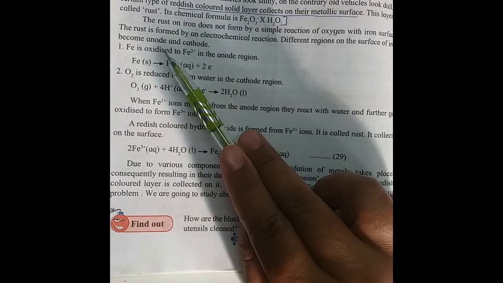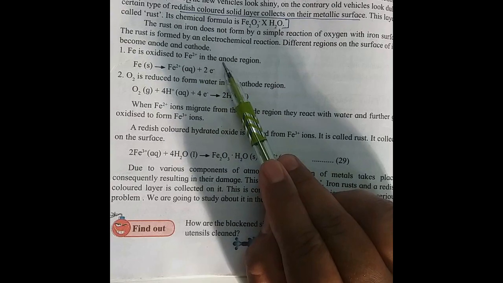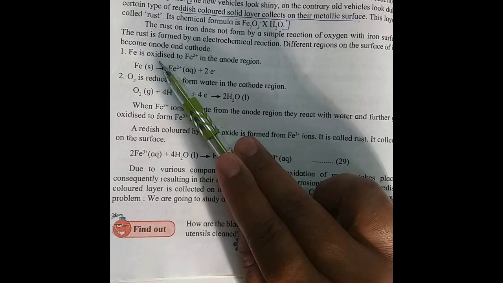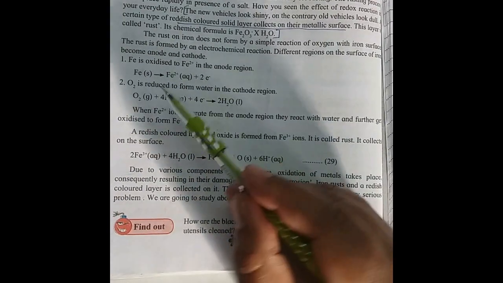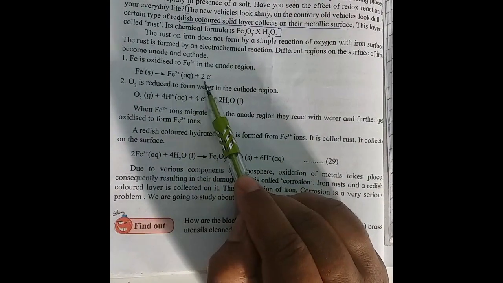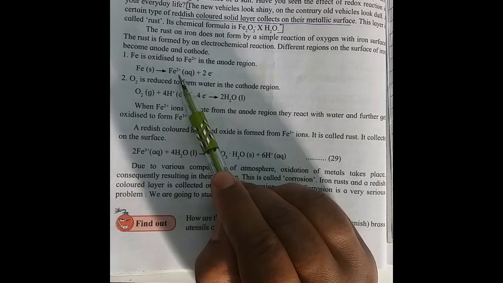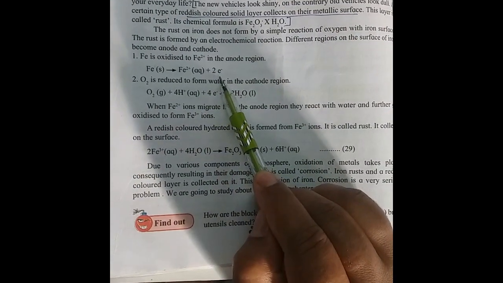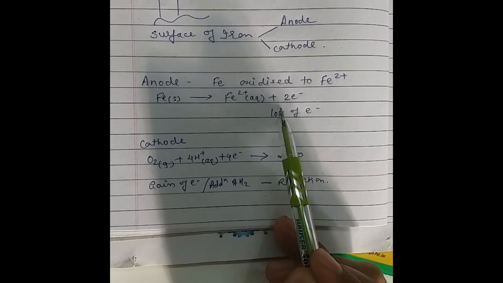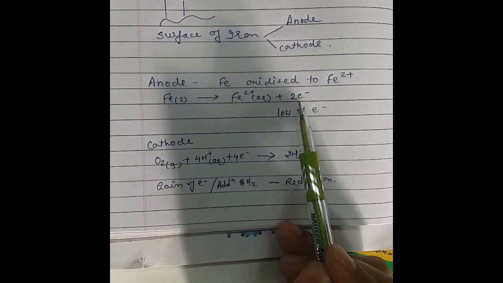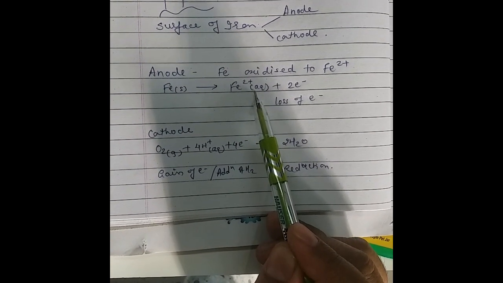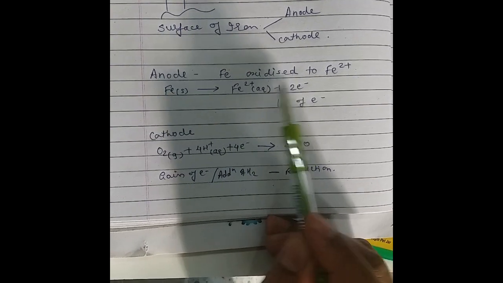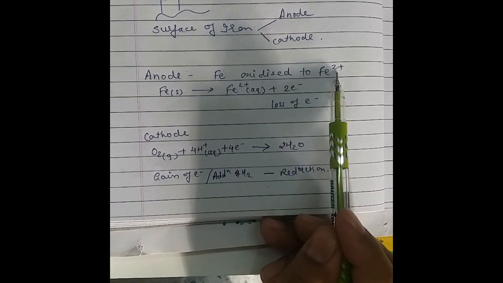We all know that at the anode region there is always an oxidation process. So at the iron surface, iron will lose electrons and form Fe2+ ions. There is a loss of electrons, therefore it is an oxidation reaction. As there is a loss of electrons, we are writing 2 electrons on the right hand side and it will form Fe2+ ion. And therefore we say Fe will get oxidized to Fe2+.